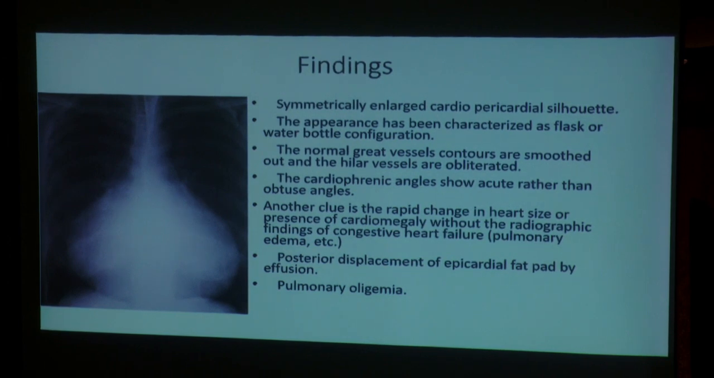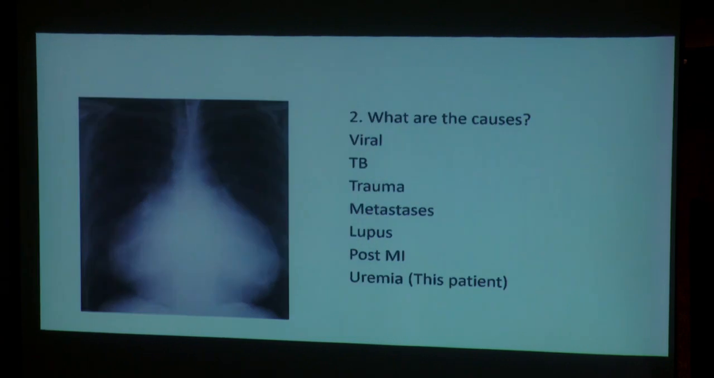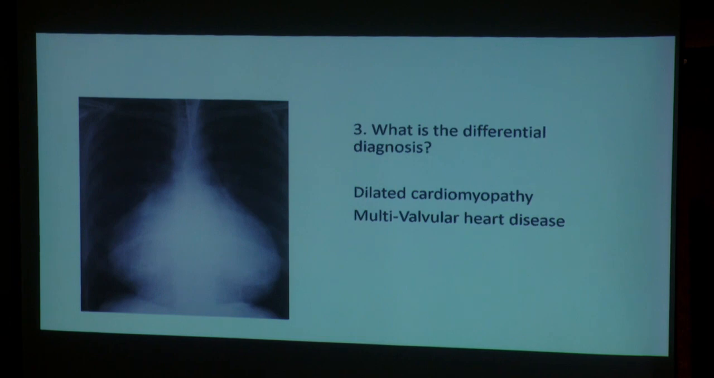What are the differential diagnoses? For an enlarged heart, what do you think commonly? Cardiomyopathy and multivalvular heart disease. How do you differentiate them? How do you differentiate a pericardial effusion from these conditions?